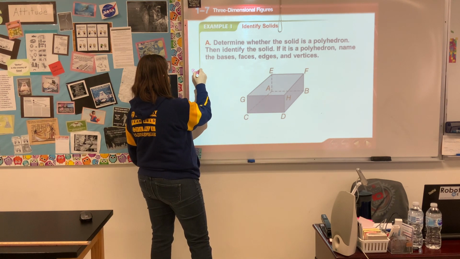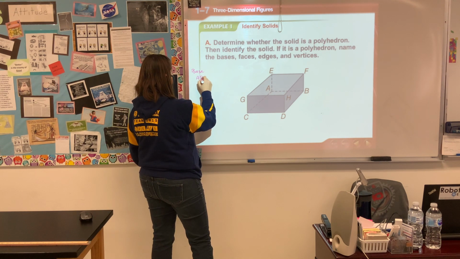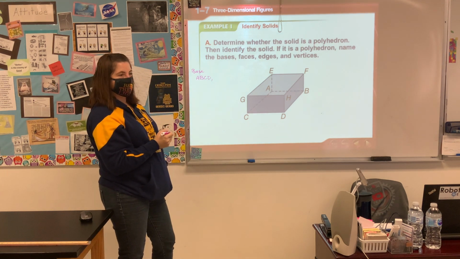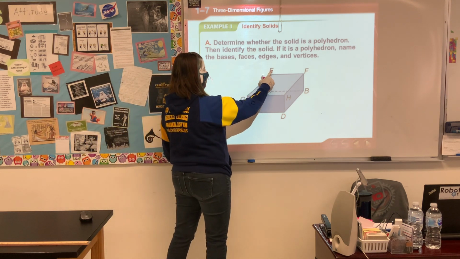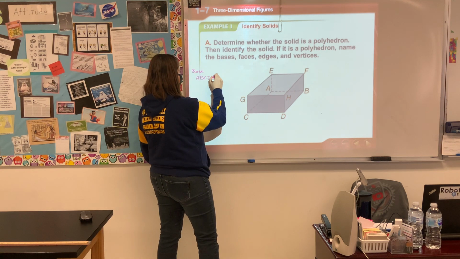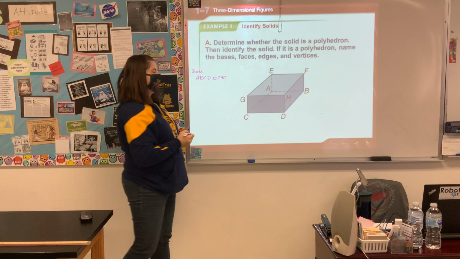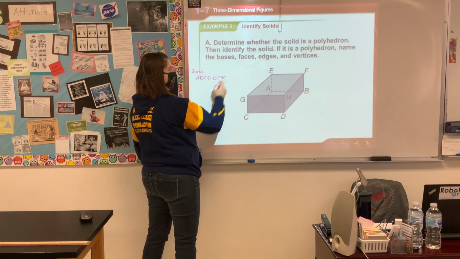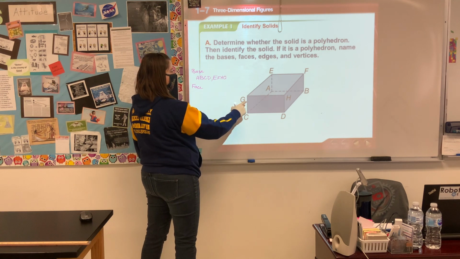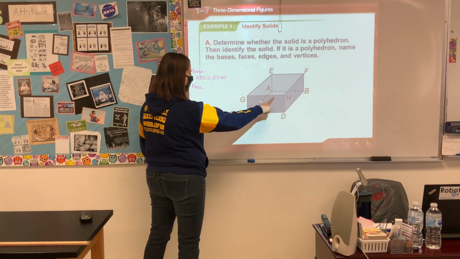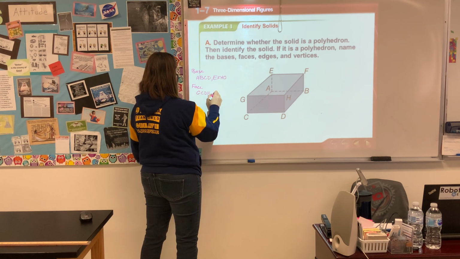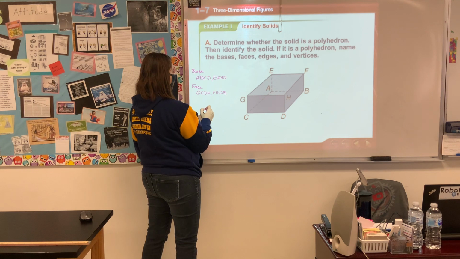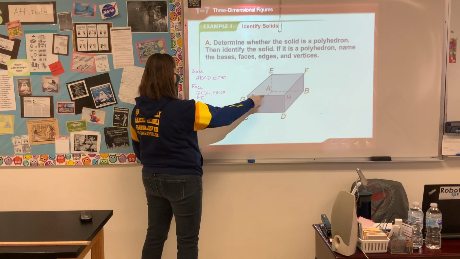Okay, so we have a base, A, B, C, D. Where's my other base? So it looks like I have more than one base, right? Yeah. My other base is E, F, H, G. So I have those two bases. What else can I name? Faces. Can I name the faces? G, C, D, H. F, H, D, B. F, H, D, E. A, E, G, C.